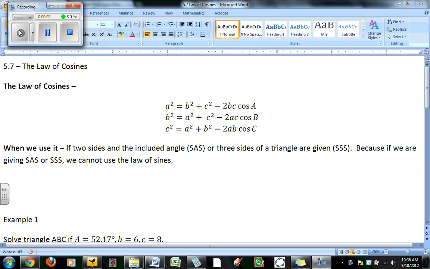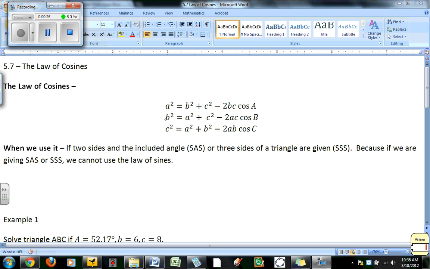The law of cosines is another method in order to solve any kind of triangle and figure out the rest of its unknown sides and angles. The law of cosines here reads a squared equals b squared plus c squared minus 2 times b c cosine of A. Notice all three of these are the same thing.